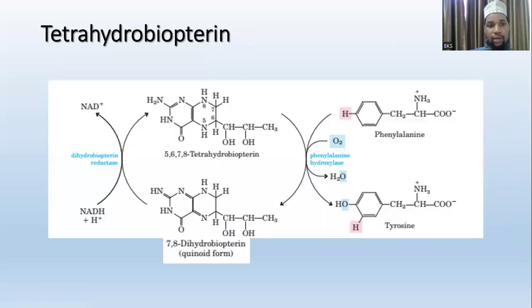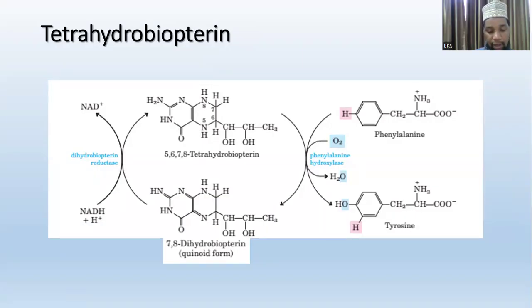So this is basically one carbon transfer. Another reaction we need to talk about is not a one carbon transfer. It involves another prosthetic group called tetrahydrobiopterin. Remember, we talked about biotin. They are all prosthetic groups or cofactors found in the active site of an enzyme and involved in the reaction.